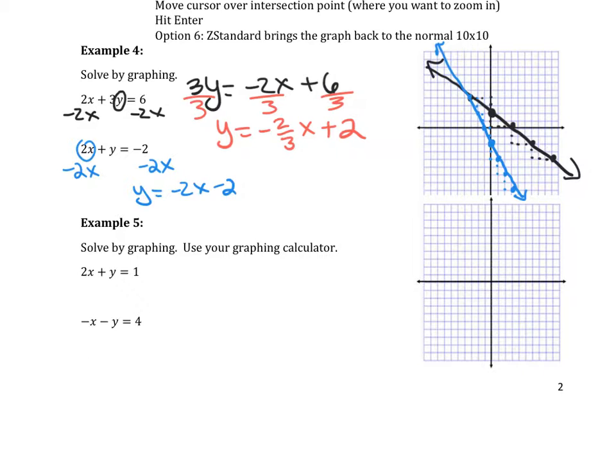Oh, I did mine completely wrong. Then you hit second, trace. Go down to option 5. Hit enter like 3 times. 1, 2, 3. -3, 4.